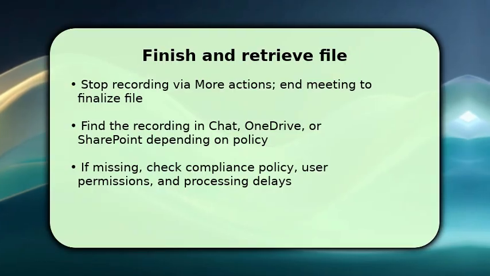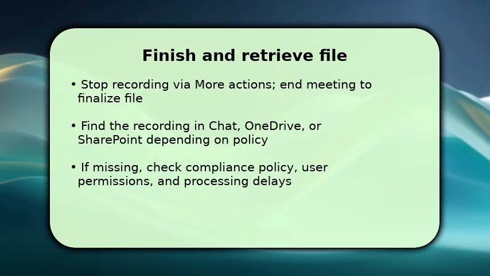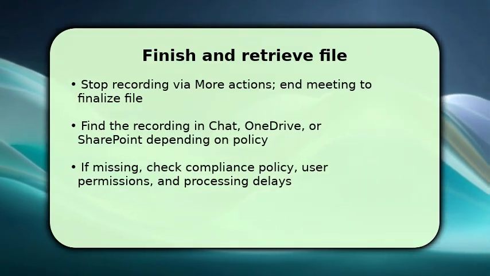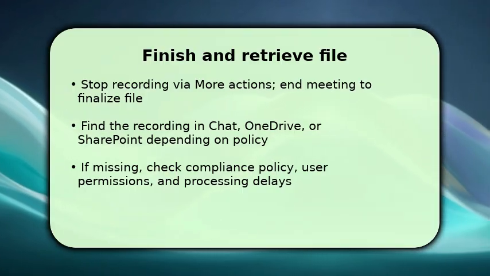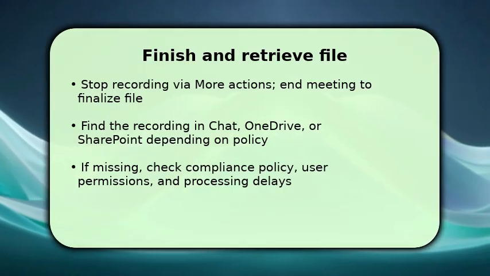Once processed, you'll find the recording link in the meeting chat and in OneDrive/SharePoint or Stream depending on your tenant, so check both places. If the file doesn't appear, make sure processing isn't still running and verify you have download permissions. If problems persist, check admin retention policies and then re-record if necessary.